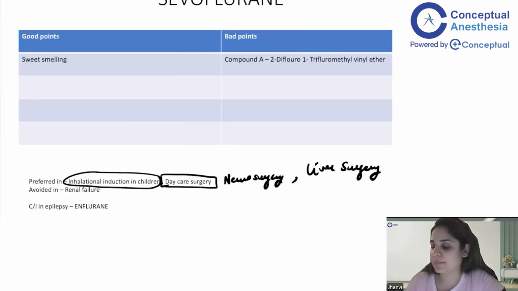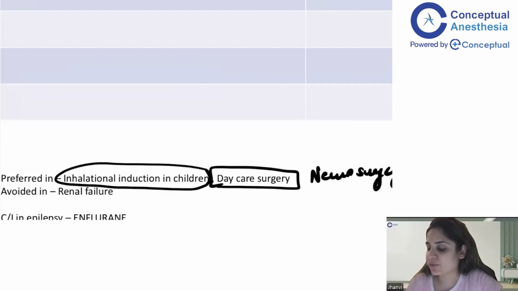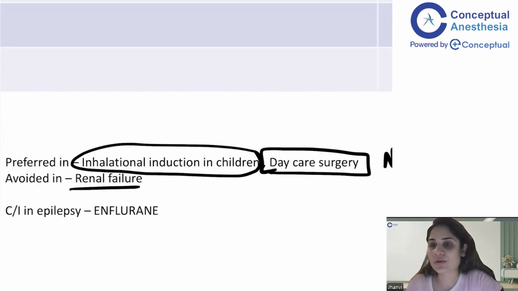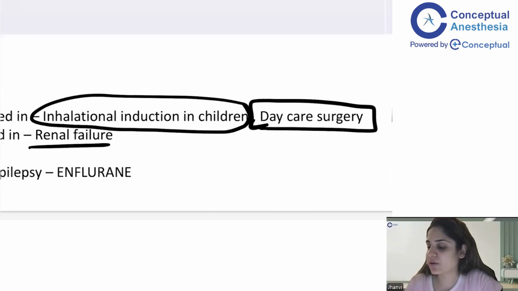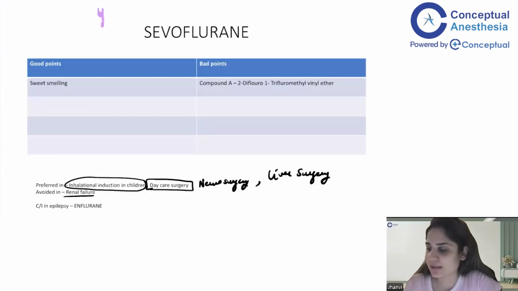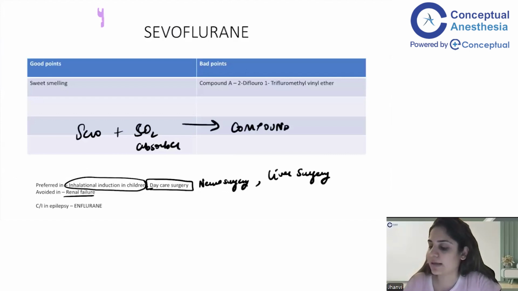All right. Okay. Now, they say that sevoflurane should be avoided in case of renal failure. Why should it be avoided in case of renal failure? Because, as we have studied traditionally, sevoflurane will react with soda lime or carbon dioxide absorber and lead to the formation of compound A. And this compound A, as we all know, is nephrotoxic.